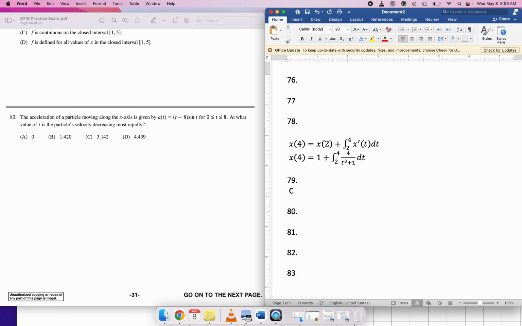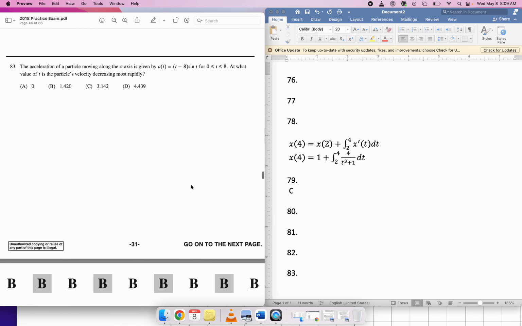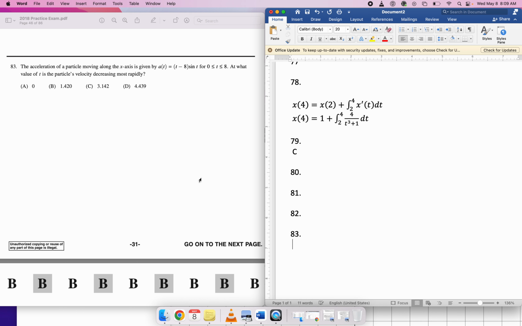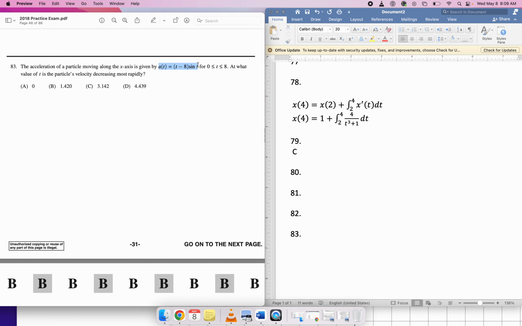83. The acceleration of a particle moving along the x-axis is given by blah. At what value of t is the particle's velocity decreasing most rapidly? Okay, well, let's think about that. This function here is the derivative of velocity. So velocity decreasing means this guy is negative. And velocity decreasing most rapidly means this guy is most negative, as negative as it possibly can be.